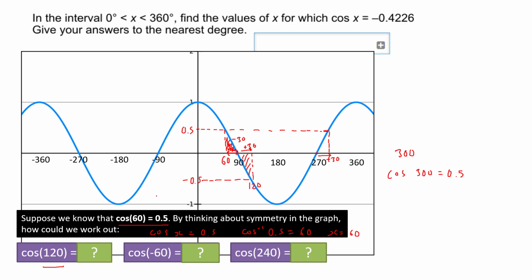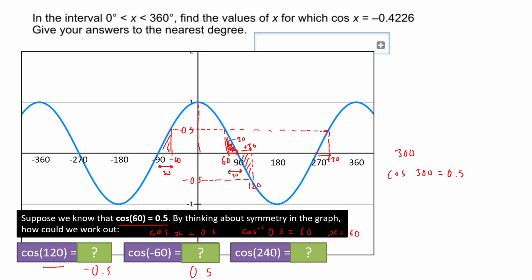And if it asks for cos minus 60, well, cos minus 60 is here. Between here to here is 30, correct? 60 and 90. And between here to here is 30. So using the symmetry of the graph, where it's symmetrical right here, you can see that that is 0.5.